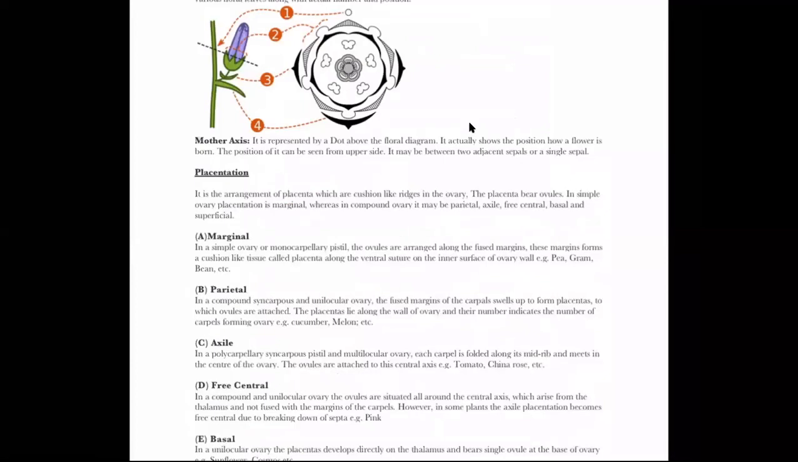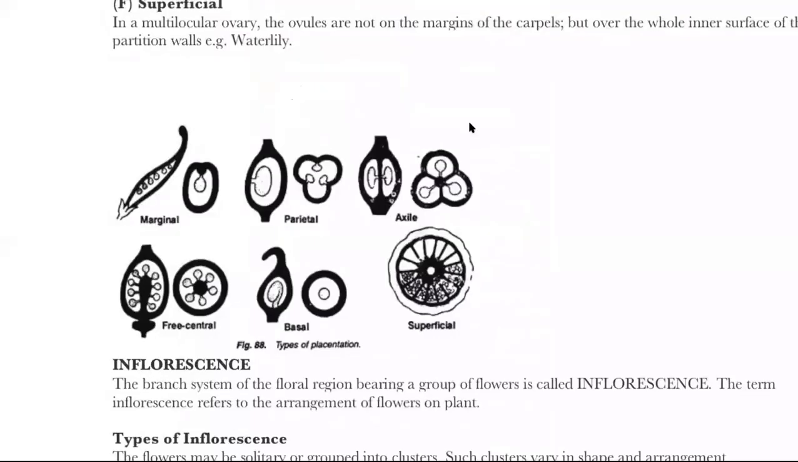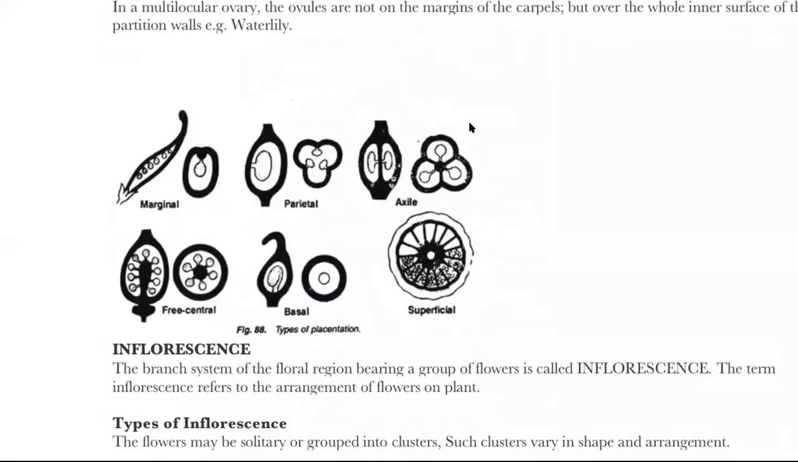Marginal, it is a simple ovary or monocarpellary pistil. The ovules are arranged along the fused margins. These margins form a cushion-like tissue called the placenta along the ventral suture of the inner surface of the ovary wall. Simple marginal. अगर आप ये देखो, ठीक है.